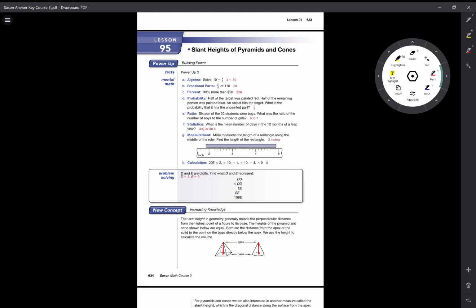Okay? The heights of the pyramid and cone shown below are equal. Both are the distance from the apex to the solid point at the base directly below the apex. We use a height to calculate the volume. So basically what they mean is from the base, straight up to the tippy top, that forms a 90-degree angle to the base, okay? That is used to calculate volume.